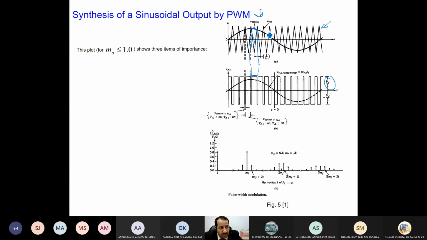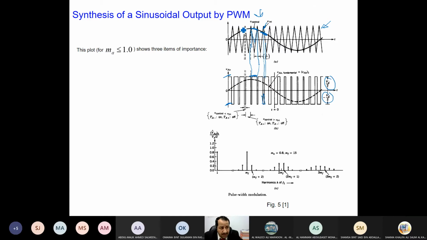In this small period, let me take another period, this point and this point. This is a small one. You see here? Now V triangle is greater than V control, so I have negative voltage, as you can see here. Negative voltage. Now it is worth mentioning that the voltage fluctuates between minus VD over 2 and VD over 2.